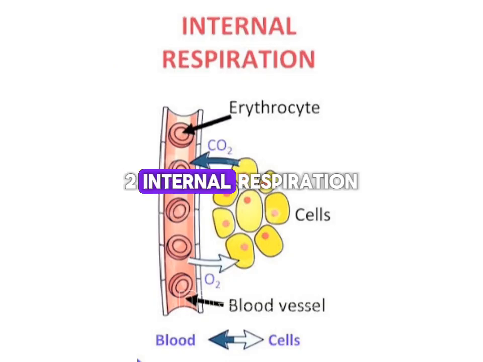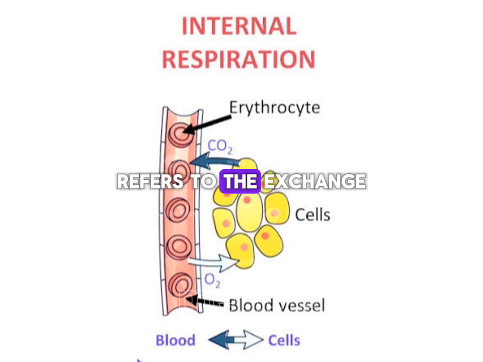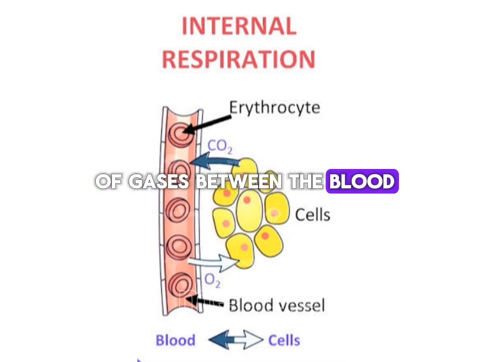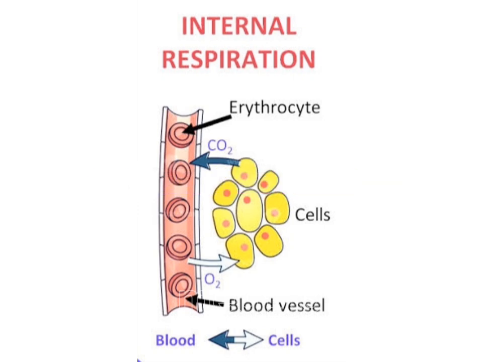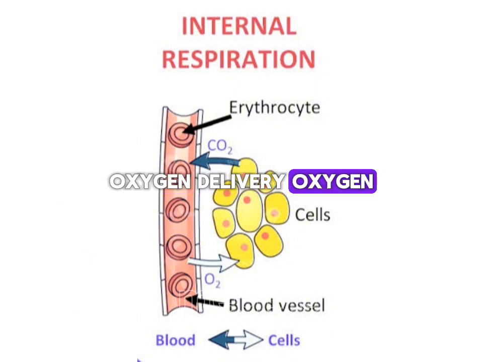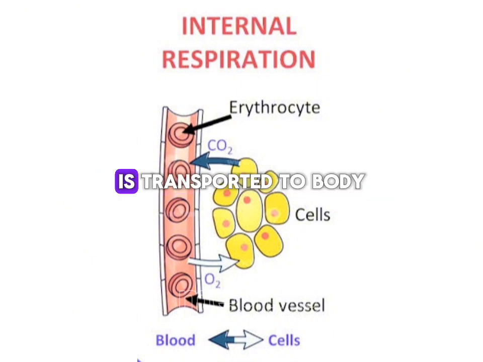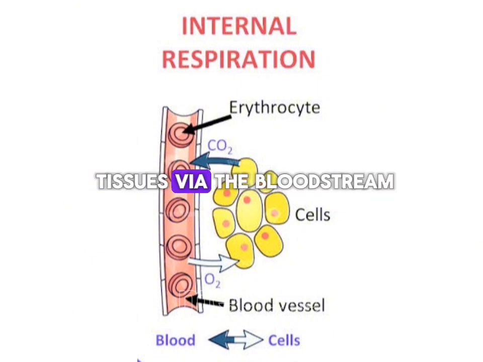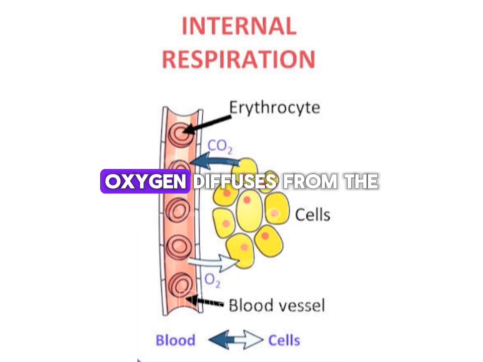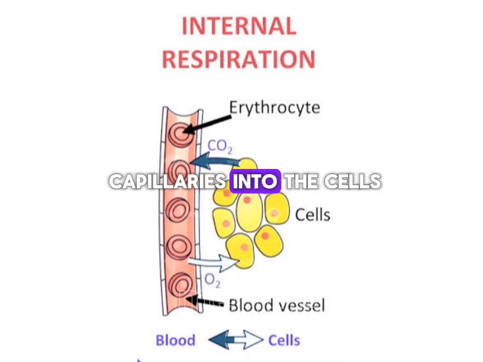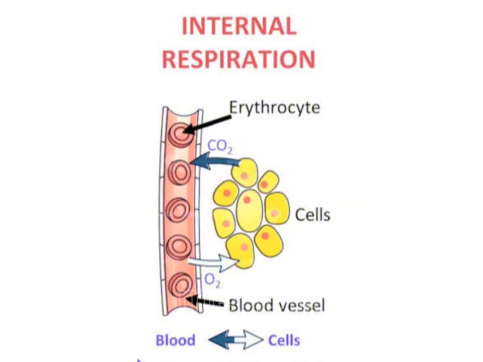2. Internal respiration. Internal respiration refers to the exchange of gases between the blood and the body's cells. Oxygen delivery. Oxygen-rich blood from the lungs is transported to body tissues via the bloodstream. Oxygen diffuses from the capillaries into the cells, where it is used for cellular respiration.